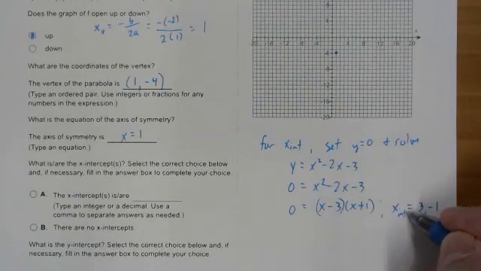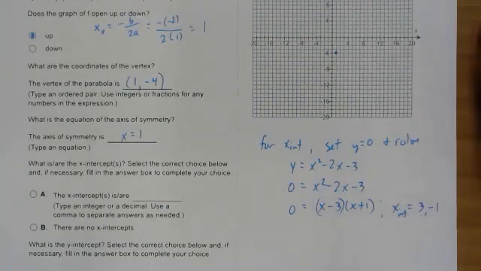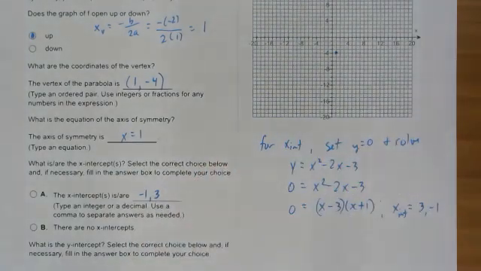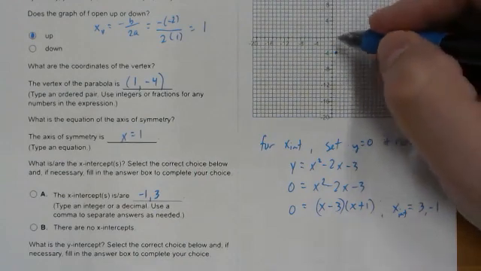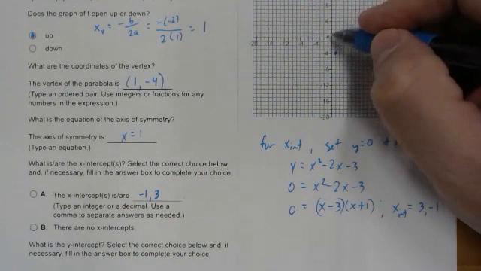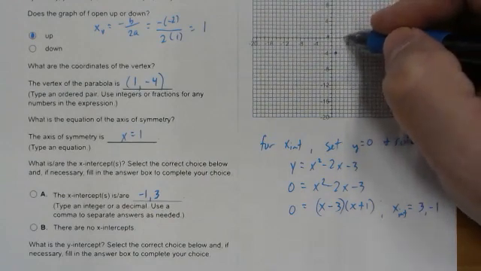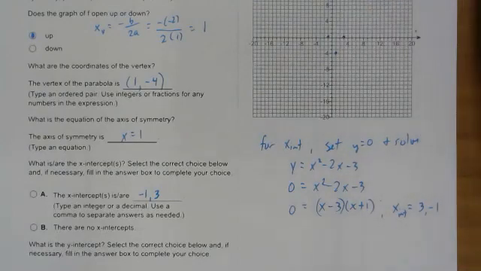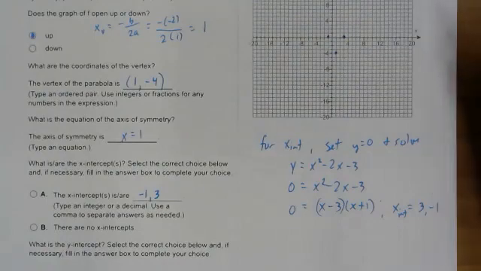I can go ahead and say that those are actually my x-intercepts. So I have -1 and 3. So here, I actually have 2 x-intercepts. And if I want to, I can graph those. So those are where it crosses the x-axis. So -1 and 3. So even now it gives me an idea of what this parabola looks like.